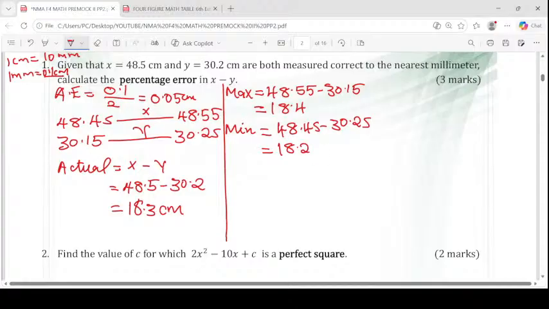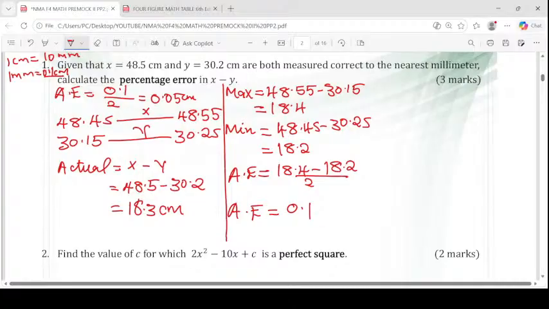Now, after getting those differences, I can get what is called the absolute error, which is given by the maximum value, 18.4, minus the minimum value, 18.2, divided by 2. So this gives us an absolute error of 0.1. That is our absolute error.